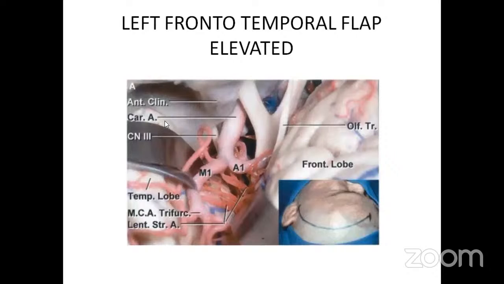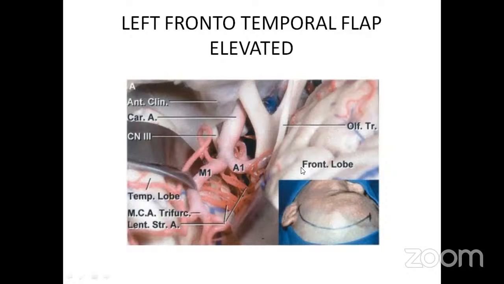So now this diagram is from Rhoton. In this diagram, the left frontotemporal flap has been elevated. In this diagram, this is the inset. Here a left frontotemporal incision is given.